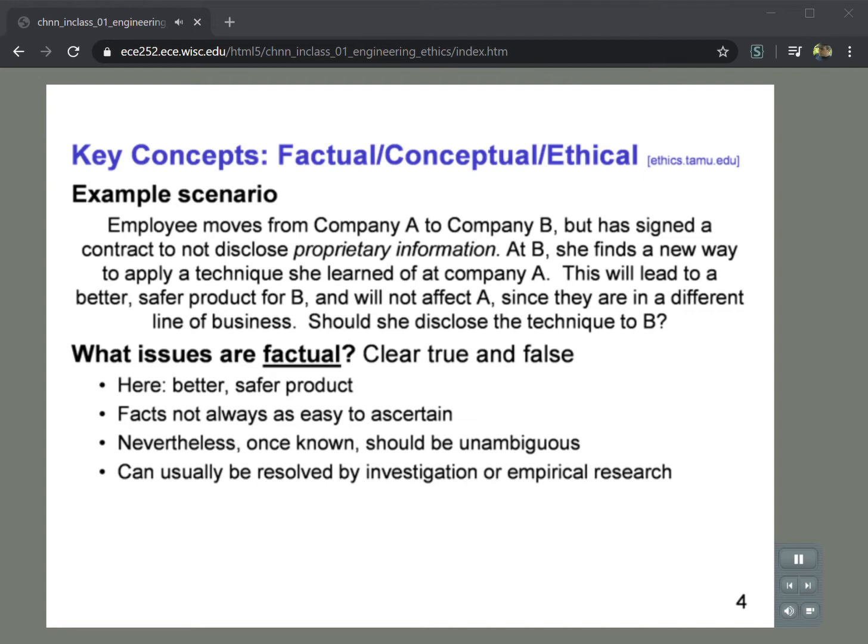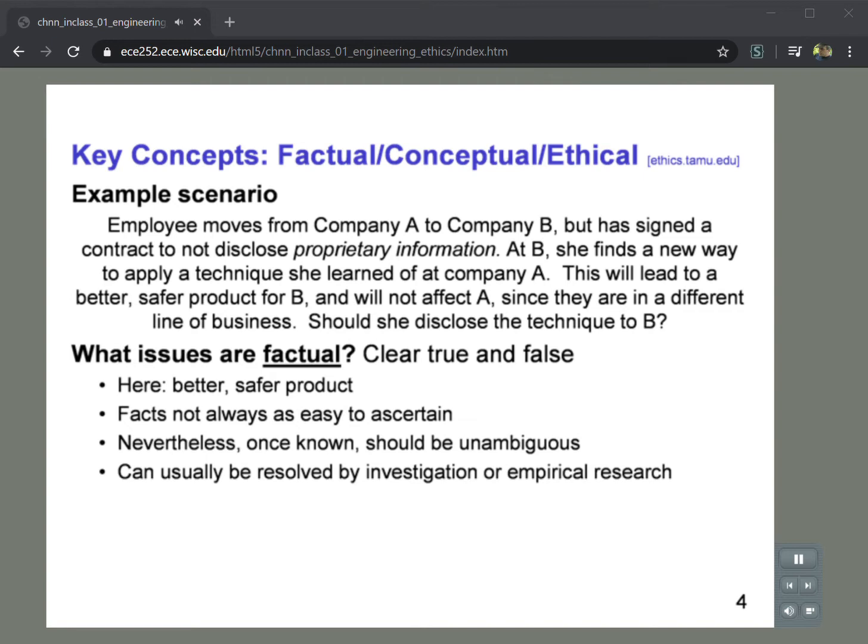So we'll do this analysis in the context of an example scenario. So let's say an employee moves from one company A to another company B, but as part of their employment with the first company, they've agreed not to disclose any proprietary information. This is a pretty standard thing that companies will make you do. Anything that you learn while on the job there has to stay there. You can't take it with you to the next job and apply it there.